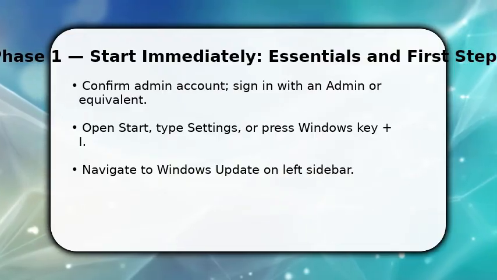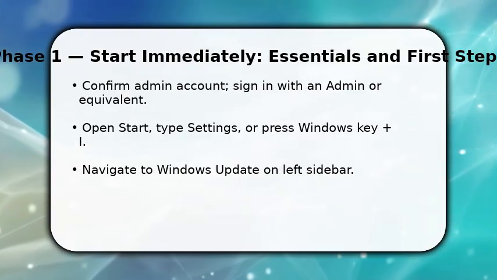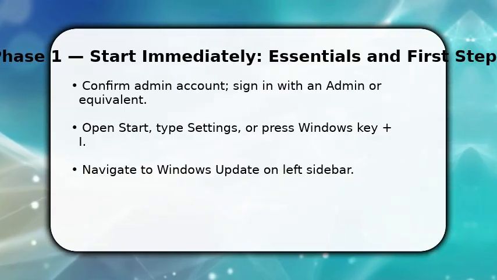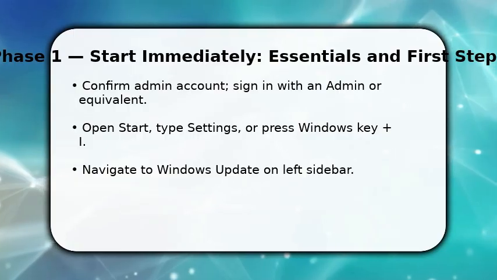You start by confirming you're signed into an admin account so changes stick. Once done, press Windows key plus I or open Start and type settings to save time. In Settings, select Windows Update from the left sidebar.